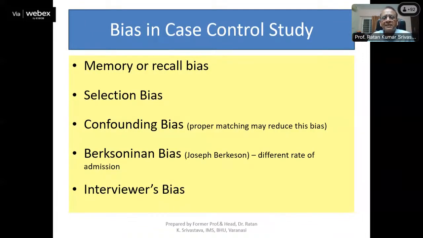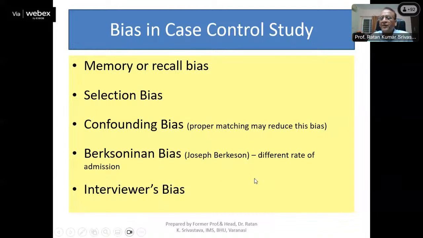Now some biases in the last. Memory recall may take place. Selection bias: at the time of selection, you have to be very careful. Then confounding bias, proper matching may reduce this bias. I told you, age group plus minus 5.